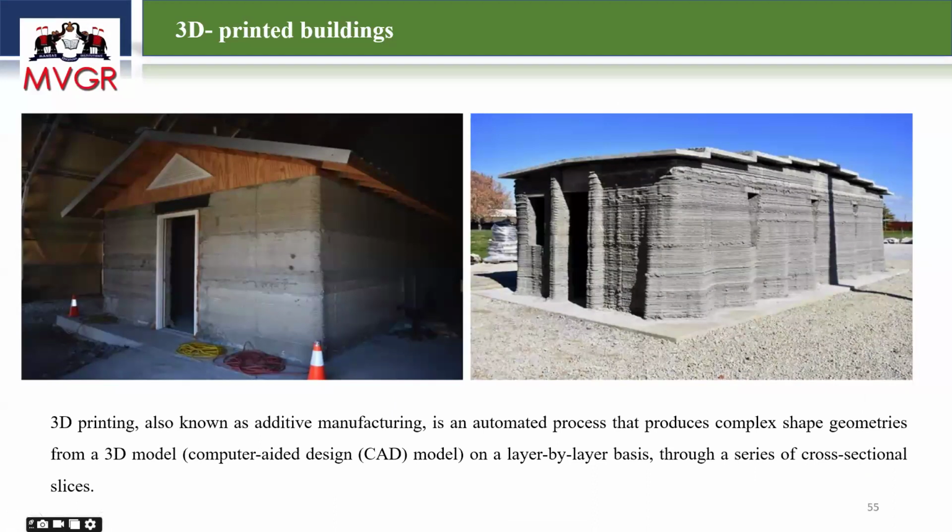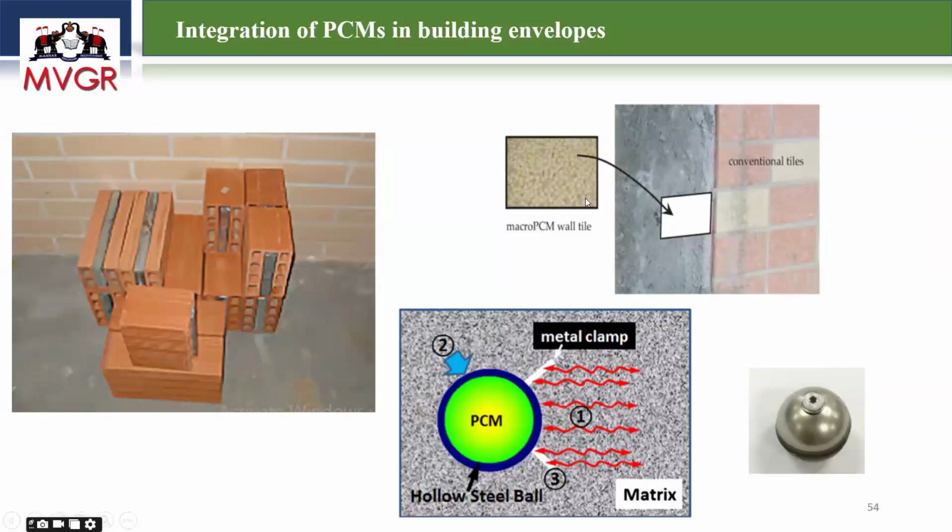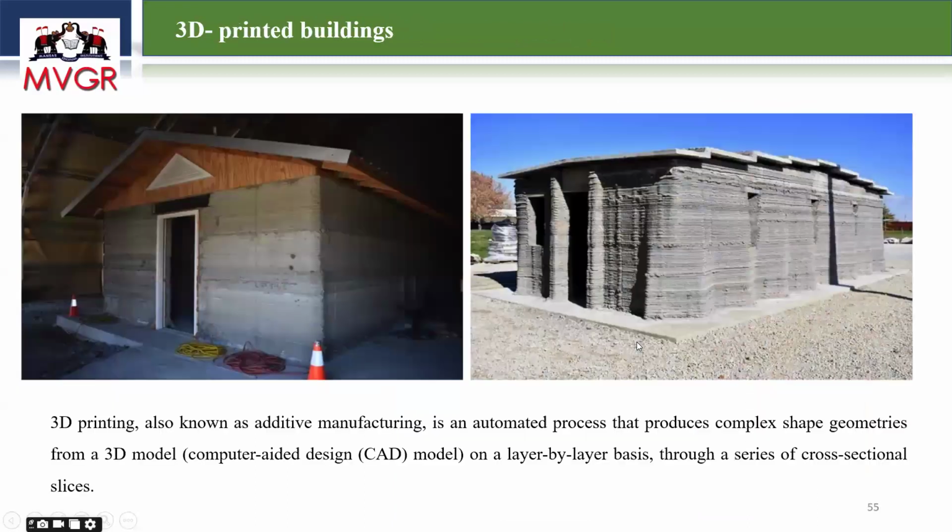And nowadays, 3D printed buildings are very popular. If you make these kinds of capsules and mix them with the concrete and the plasters, and use that mixture for 3D printing, your efforts will be reduced, and thermally we can get more comfort.